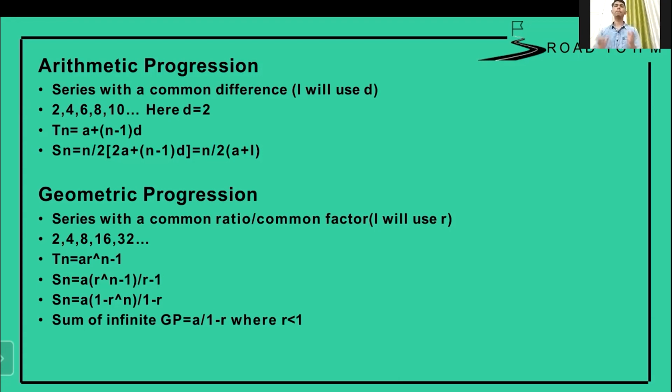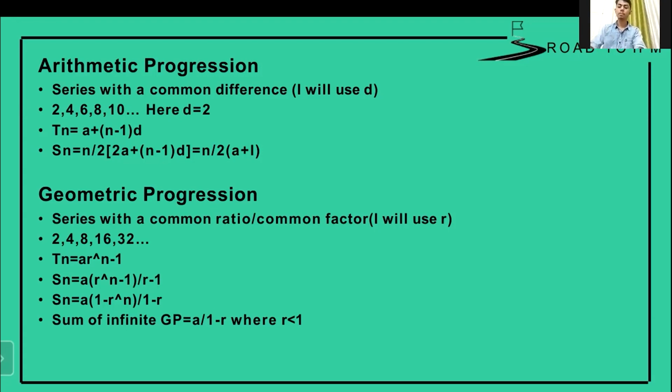Coming to AP, we've all learned this in class 10th. It is a series with a common difference. Take the example 2, 4, 6, 8, 10. What happens here is, if you add the common difference, in this case 2, to the first element, you get the second element. So in order to get an element in an AP, you have to add the preceding element with the common difference.